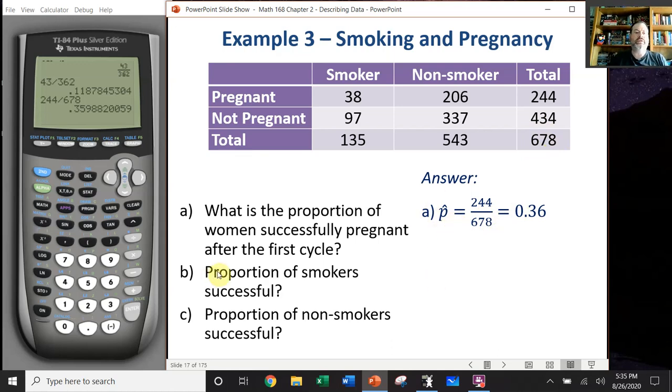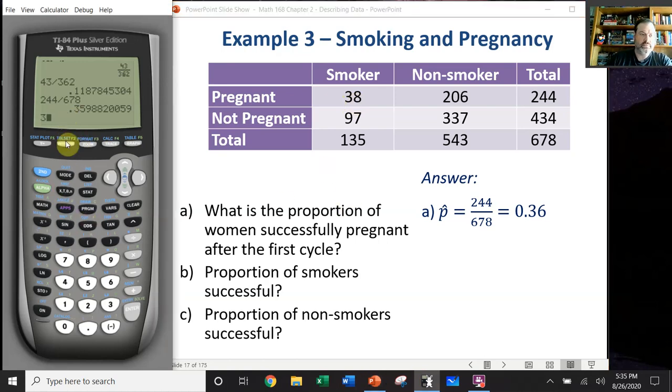Now, what happens when we look at part B here? What proportion of smokers were successful? Well, now we know we're in the smoker column. Successfully pregnant, so we know the numerator is 38. And here you use the marginal total, 135. Oop, mistake. Still getting used to this. Because we need to know, among smokers, how many were successful.